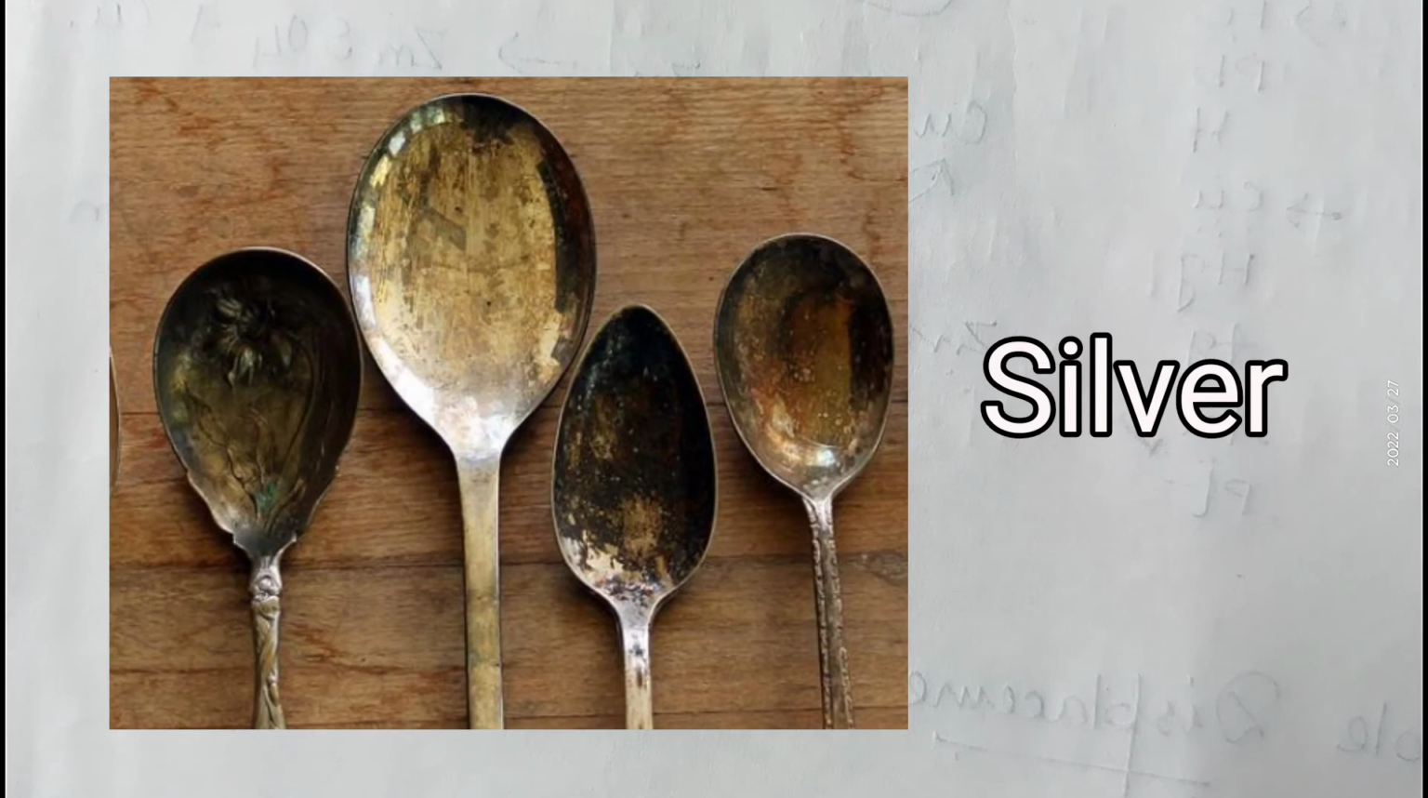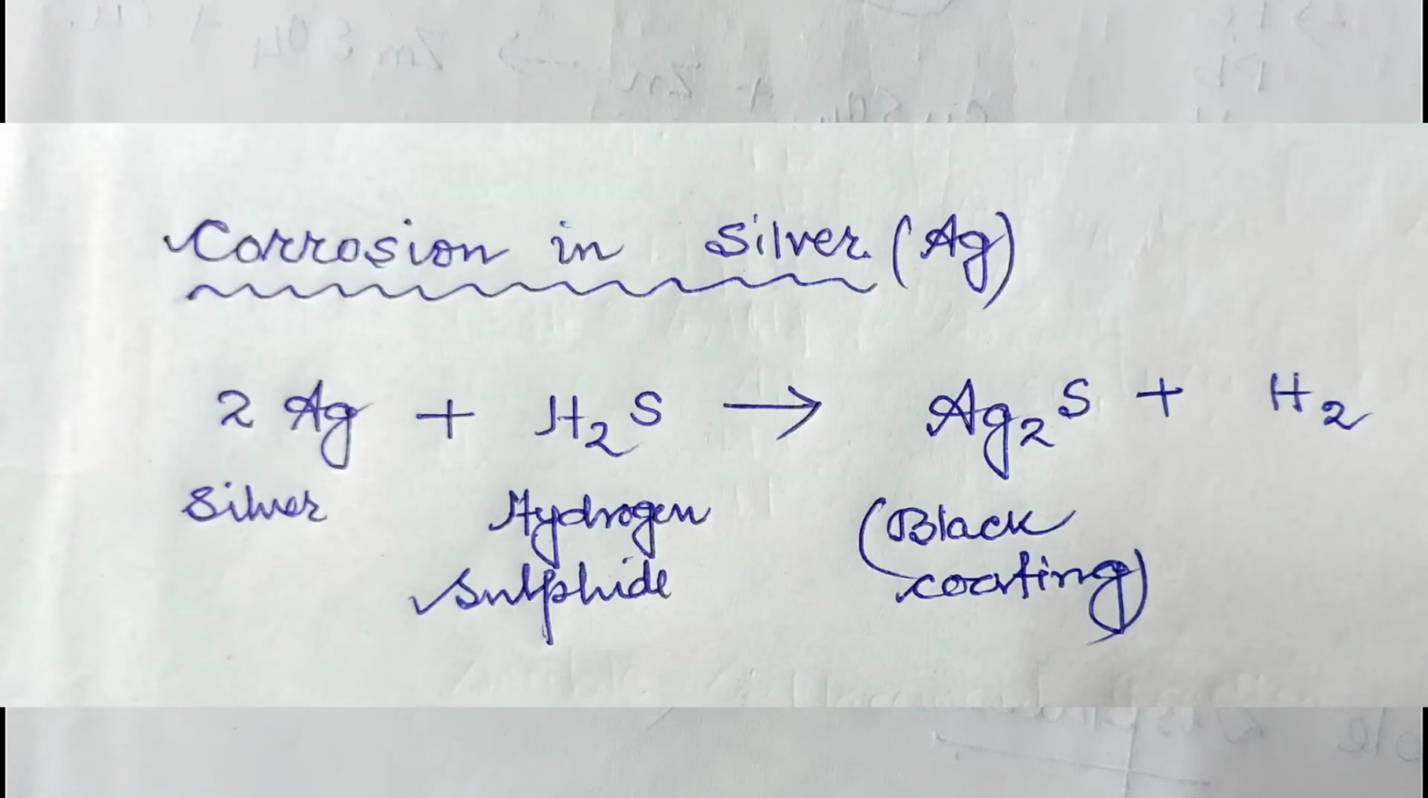In case of silver, it is found that a blackish layer is formed on their surfaces. It is because air always contains some amount of hydrogen sulfide gas, and this hydrogen sulfide gas reacts with silver to form silver sulfide, which is black in color.